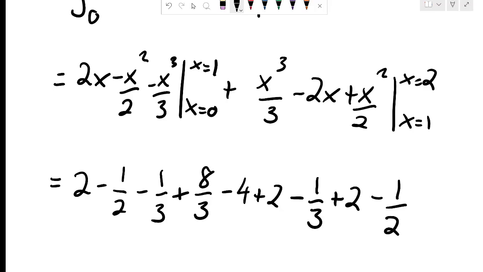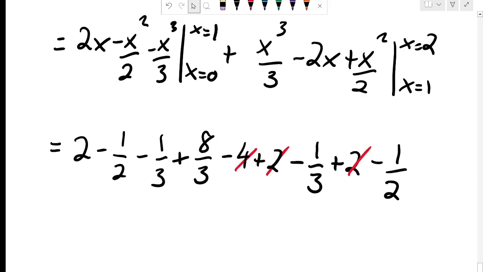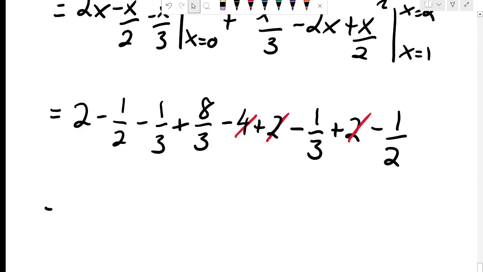So you can go ahead and combine. I can see some terms canceling here, the 2's and that 4. So we have a 2, we have 1/2 minus 1/2, so that's minus 1. 1/3 minus 1/3, and then this 8/3, that'll be 2/3. So we have 6/3, which is plus 2. So ultimately, it looks like we're looking at 3.